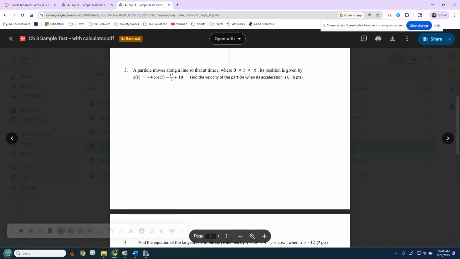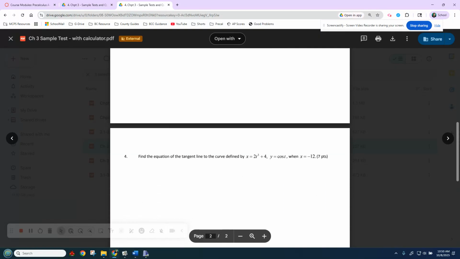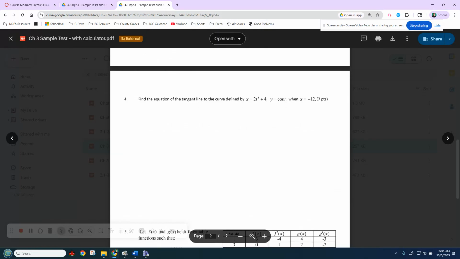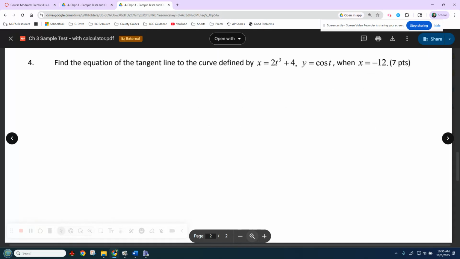So from 0 to pi, finding the velocity when the acceleration is 0. So do the derivative twice, check things on the calculator, and again, Desmos makes this super fast now. Okay, check the parametric equation question.